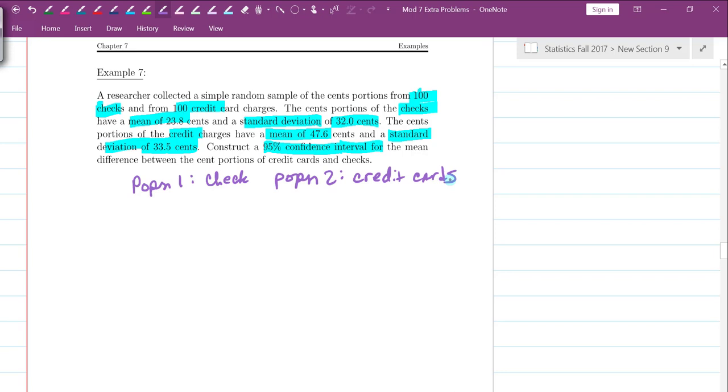Okay, so my sample size for population 1, n sub 1, is equal to 100. My sample size for population 2 is also 100. My x bar for population 1, for checks, is 23.8. And then it gives me my standard deviation next. So s sub 1 is equal to 32 cents, even. 32 cents.